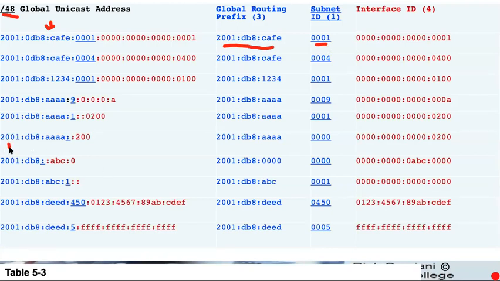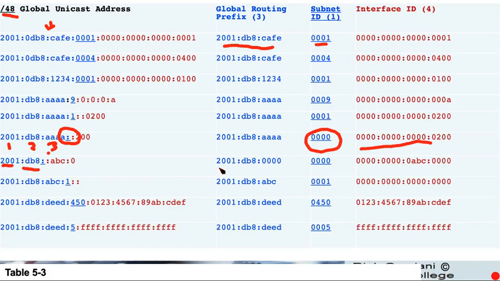Here's 1, 2, 3, and then we have a :200. Well, where's our subnet ID? It's actually part of this double colon. The double colon, the all zeros, part of that is the subnet ID, and the rest of it is the interface ID. Same here.